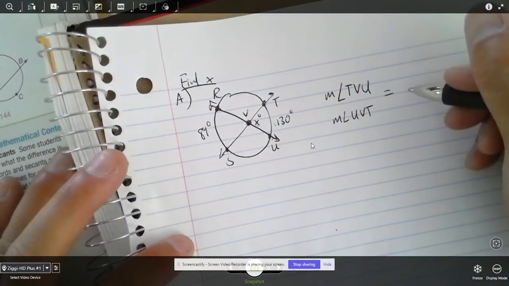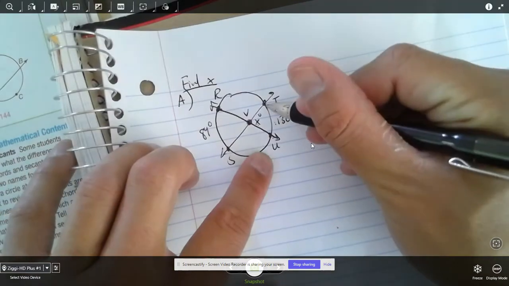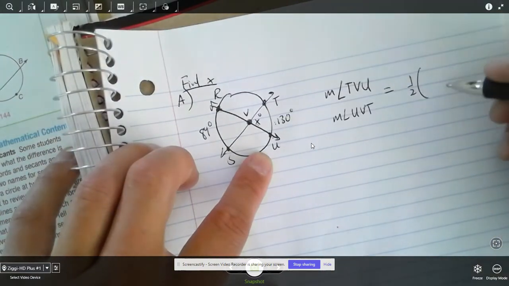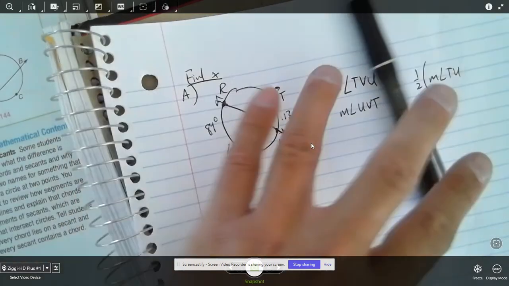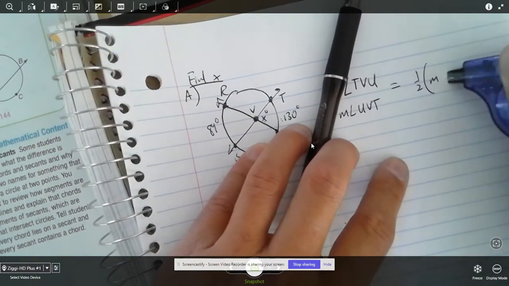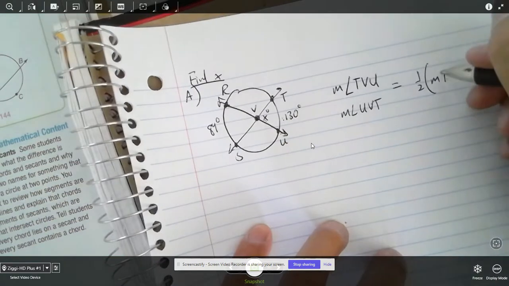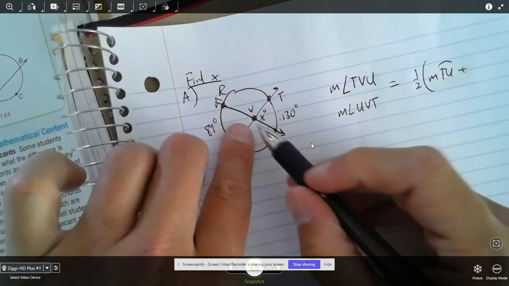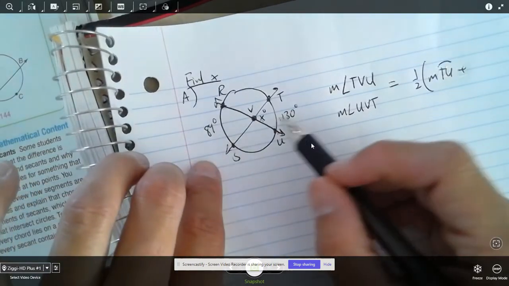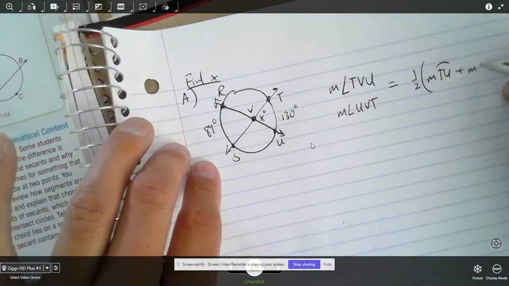So you go to basically half of the arc of TU, the measure of, not angle, the arc TU, plus, it's on the interior, the arc behind it, which is arc of RS. Boom!